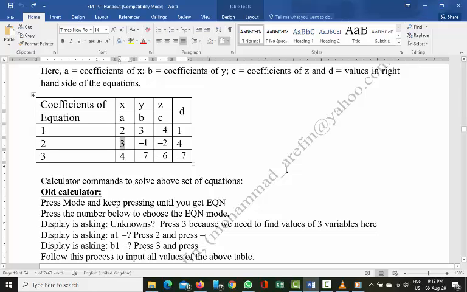After you get the value of x, press equal again, you should get the value of y now. After you get the value of y, you should press equal again to get the value of z. After you finish calculating, if you want to come out of the equation mode, you should press mode and then 1. If you press that, you will come back to normal mode.